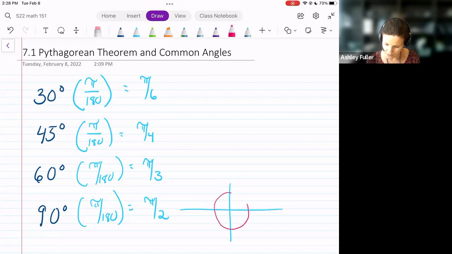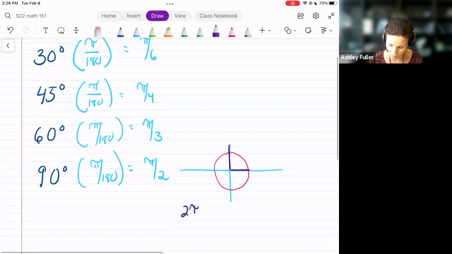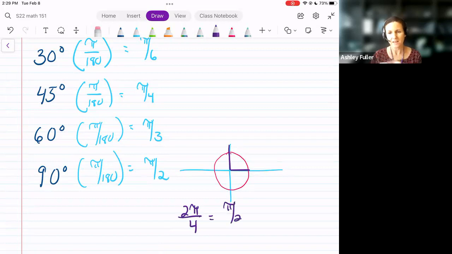Remember, we know that 2 pi goes all the way around the circle. So if I'm just doing 90 degrees here, if 2 pi goes all the way around, I'm dividing that essentially by 4, which becomes pi over 2. And that sort of helps me work back to the other picture of what's happening here.